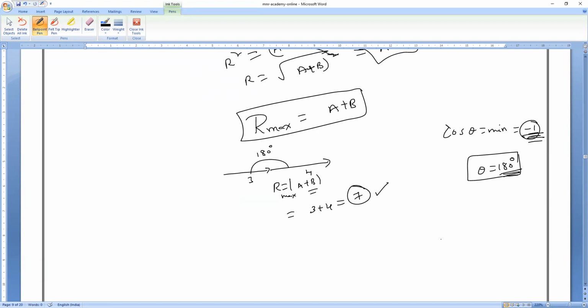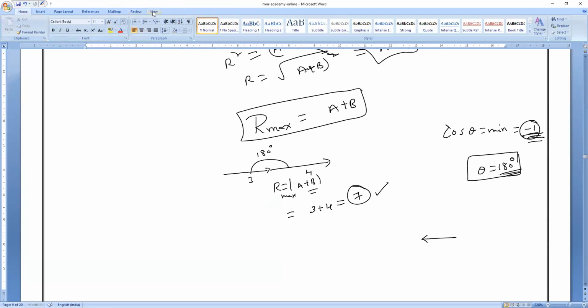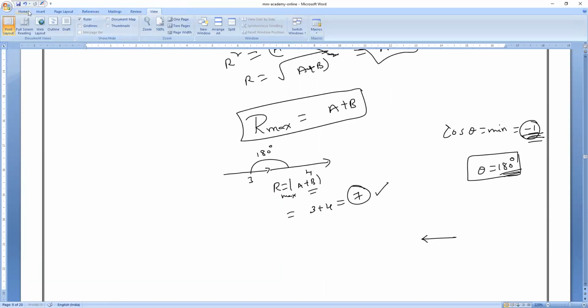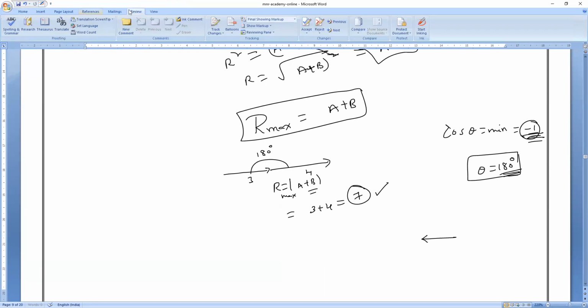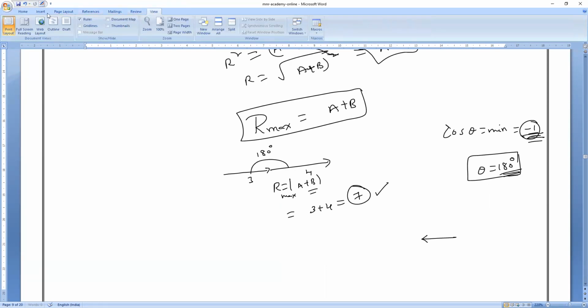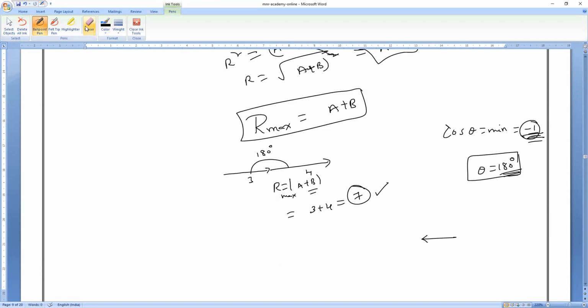Next. If it is minimum, theta is 180, means they are in the same direction or opposite direction? Here, same direction. Sorry, here I have made a mistake. Same direction means what is theta? Cos theta is maximum. Is it right or wrong? Then theta is not 180. What is theta, Pradosh? Same direction means theta is equal to 0 degrees.